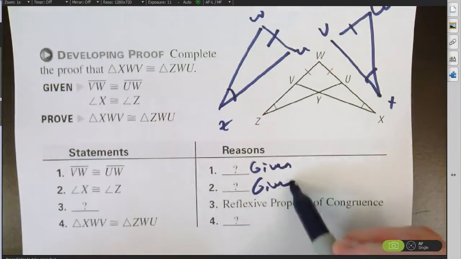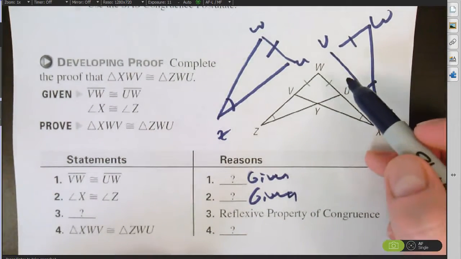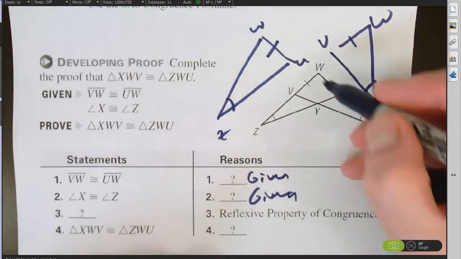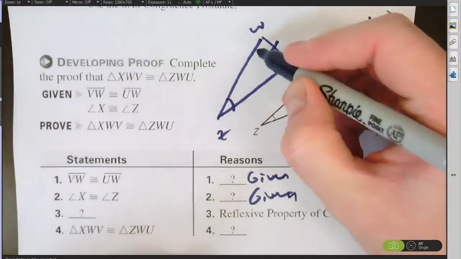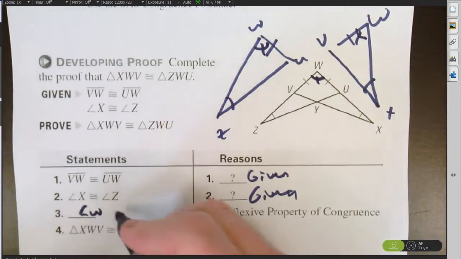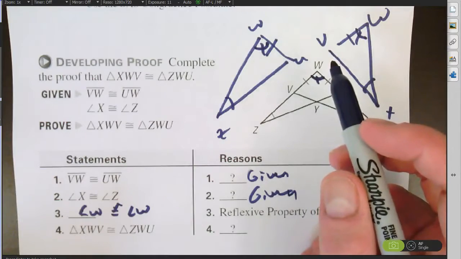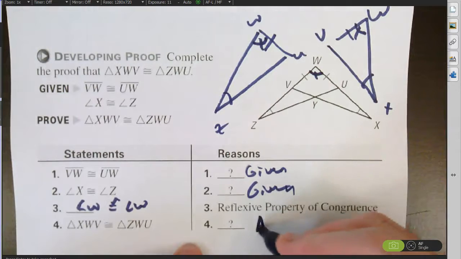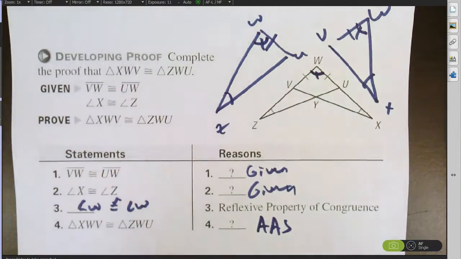And here's the thing, it says reflexive property of congruence. Well, reflexive property means that something is congruent to itself. So the question is in this drawing, what's the same that they both have? It's hard to see it separate when you see it together. They overlap with angle W. Okay, and we can just say angle W is congruent to angle W because there's only one angle W in the problem. And then by that, what postulate do we have? We have angle, angle, side. That's going to be our postulate we're going to use. Okay, so here we go.